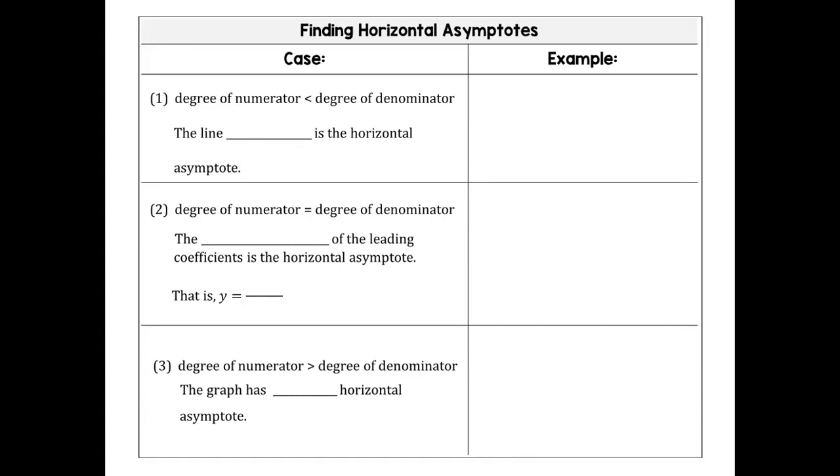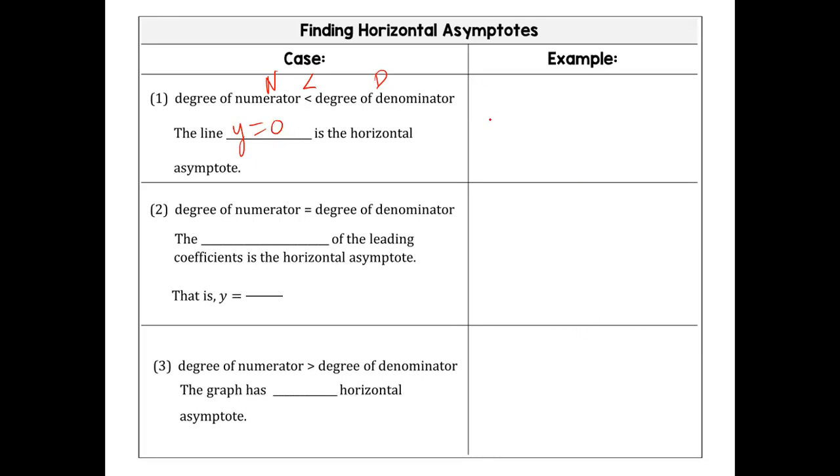Okay, so it's between the degree of your numerator and the degree of your denominator. So if the degree of your numerator is less than the degree of your denominator, then the line is going to be automatically y equals 0 as your horizontal asymptote.